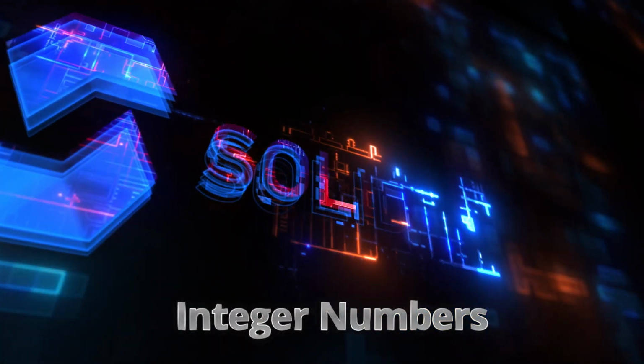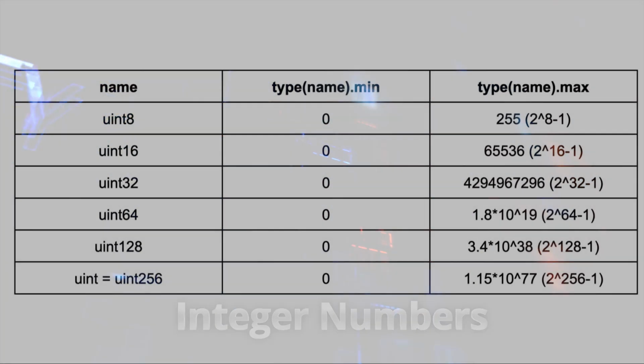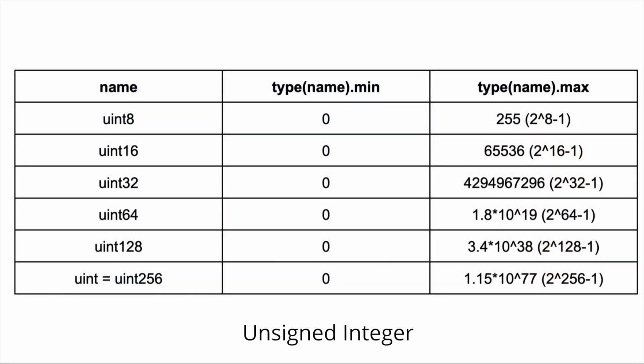So let's talk about possibly the most often used type in Solidity: just a regular unsigned integer number, uint. So a positive number. As you can see, you can define the size of this number. For example, 8 bits, 16 bits, up to 256 bits. And the number means how many bits are used to store the number.